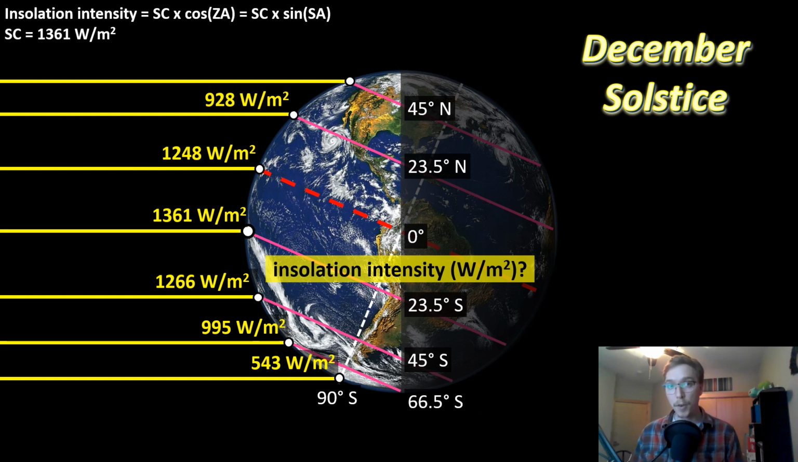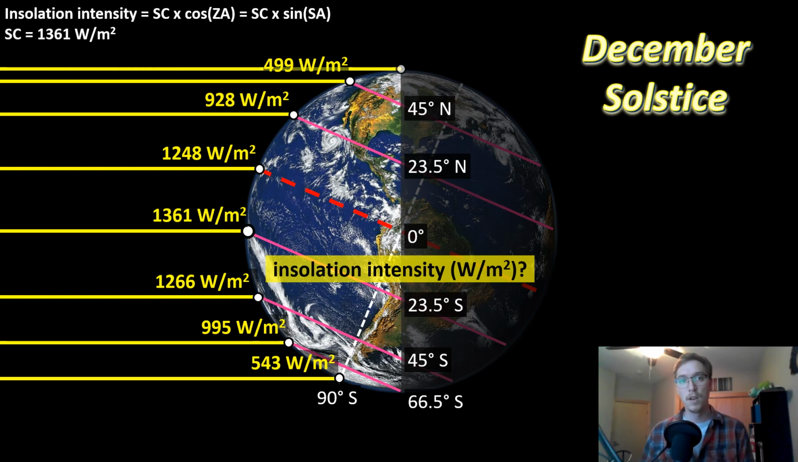At 45 degrees north latitude, right about where we live, 499 watts per meter squared. And at 66.5 degrees north latitude, 0. If you think of the phrase the land of the midnight sun or the land of eternal darkness, which is what the Arctic can be called from time to time, right now it's the land of eternal darkness during the winter months. There is no sun reaching it.